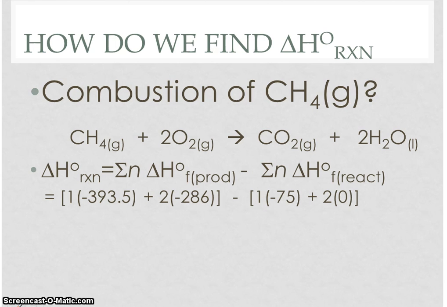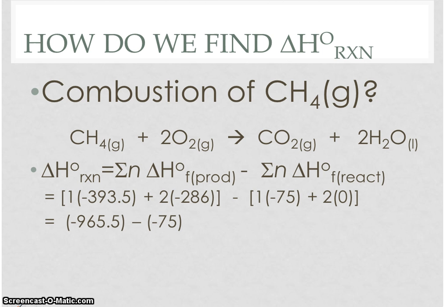We're going to subtract from that 1 times the enthalpy of formation of methane, which is negative 75, plus 2 times the enthalpy of formation of oxygen, which is 0. So when we put those values into the calculator, we're going to get negative 965.5 as the sum of the enthalpy of formations of our products.